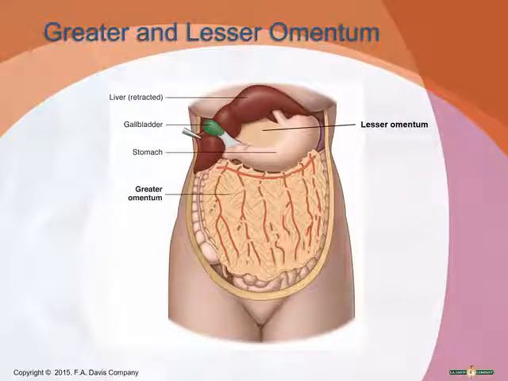I just talked about the greater omentum, the one that hangs from the greater curvature of the stomach down over the small intestines. There's also a lesser omentum that extends from the lesser curvature of the stomach, which is really the top part. It's this part right here of the stomach. This is the greater curvature. The lesser omentum extends from the lesser curve of the stomach to the liver. So it actually goes up, it doesn't hang down.